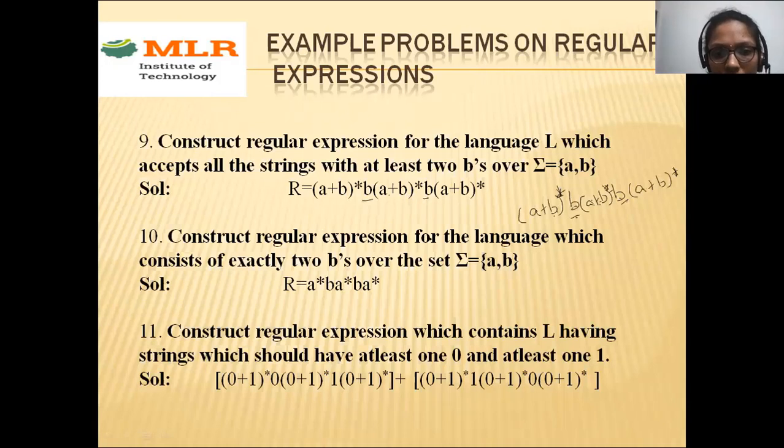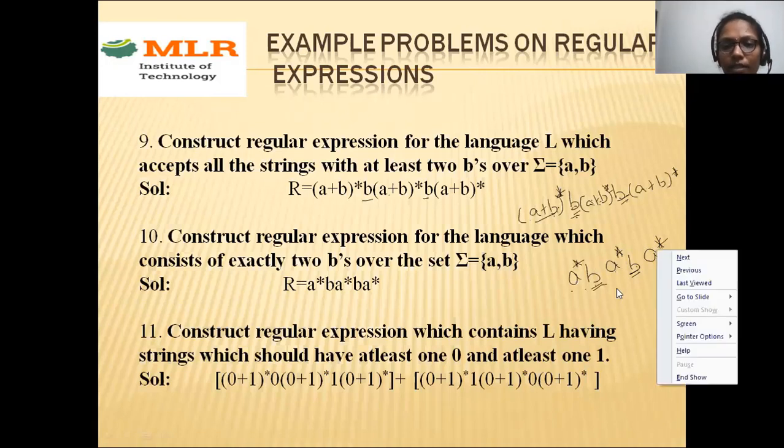Next is to construct a regular expression for the language which consists of exactly two B's. But I don't know the position of the B's here. That means before this you may have any number of A's, after this you may have any number of A's, and after this also any number of A's. See, if you observe the previous one, you are taking (a+b)*, which means you may consider A's or B's. That means the minimum is 2, and the maximum you can take is any number of B's. But here, exactly two B's means these are the only two B's. You should not take any other B's in your expression. That's why I'm taking only A's here, right? So that is the thing for this.